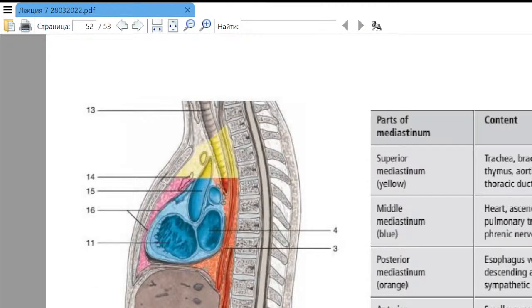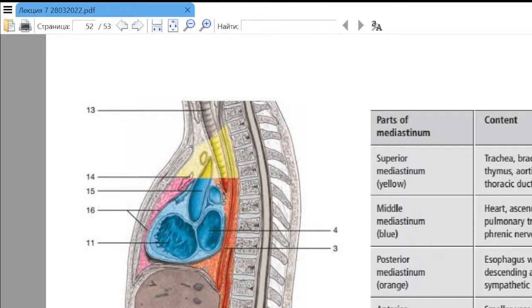You see a sagittal section through the thoracic cavity. This is the localization of organs in the mediastinum. The mediastinum is divided into parts: superior mediastinum, yellow color; middle mediastinum, blue color; posterior mediastinum, orange; and anterior mediastinum, pink.